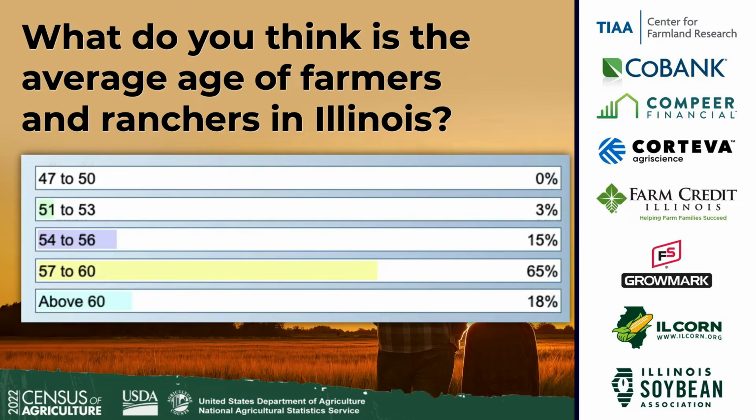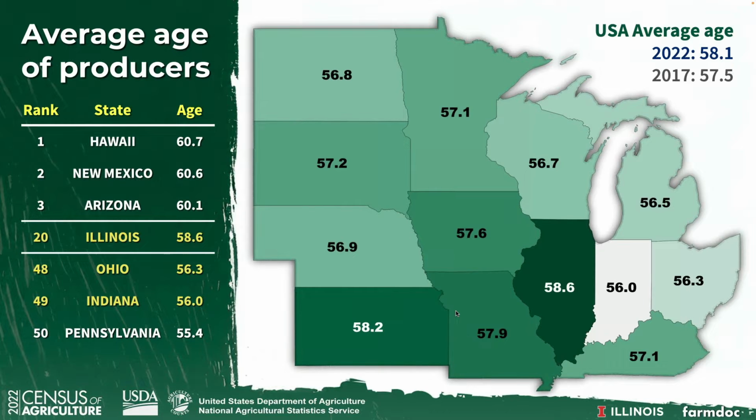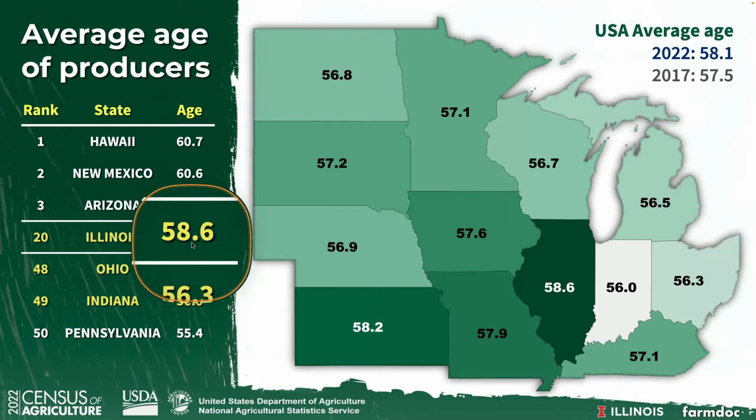And the actual answer, Jim, is 58.6 for the average age of farmers and ranchers in Illinois. And that seems to be quite old. In fact, compared to just those Midwestern states, it is the highest number. But look on the left side of your page, and you can see that Hawaii actually is the state with the highest average age, and Illinois ranks just 20th within the country.